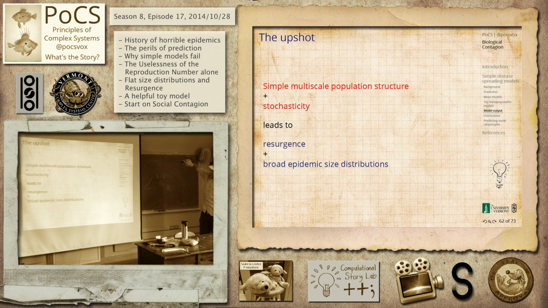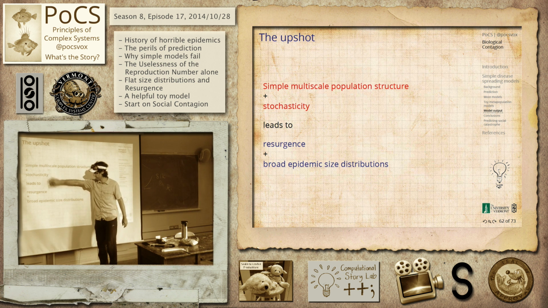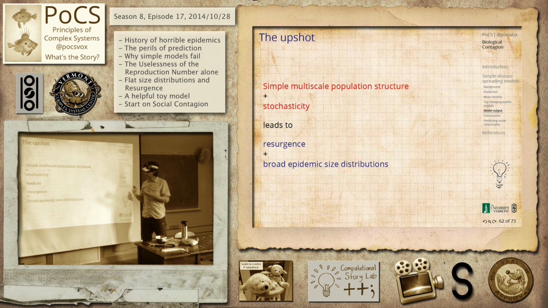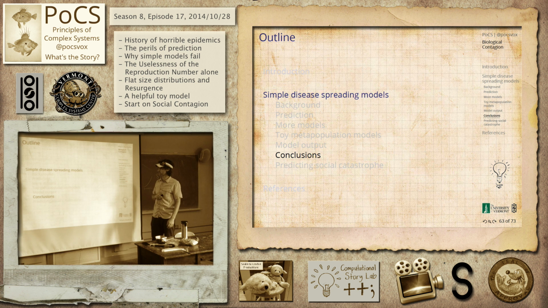So, you have a simple multi-scale population behavior in terms of transport with randomness, in terms of how the mechanism works and how people move around. It gives you these broad, ridiculously broad distributions, these terrible, unpredictable distributions, plus resurgence. All right.